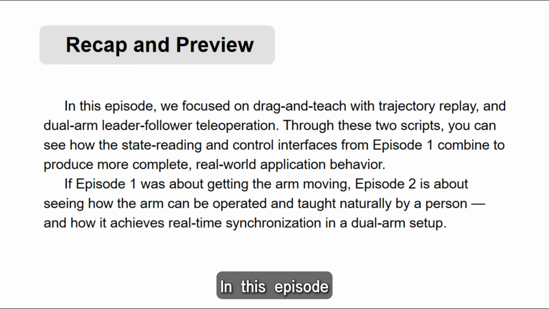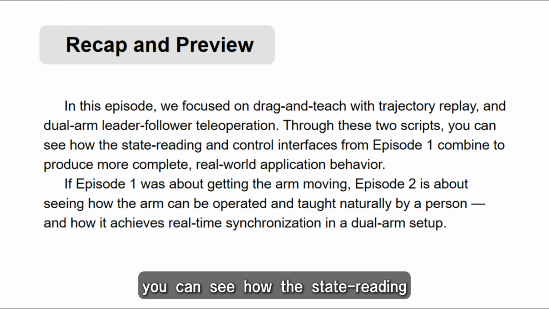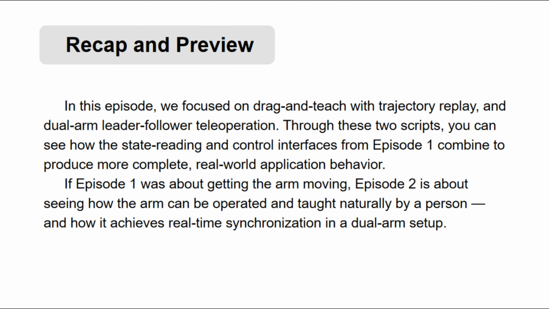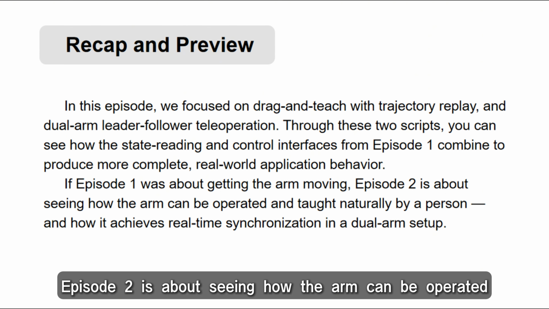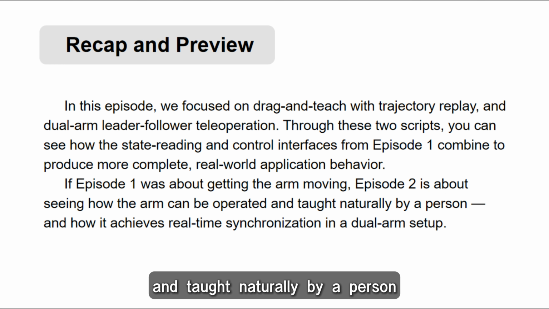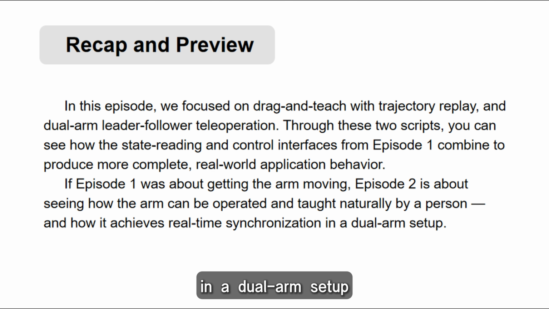In this episode, we focused on ②Teach with trajectory replay and dual-arm leader-follower teleoperation. Through these two scripts, you can see how the state reading and control interfaces from episode 1 combine to produce more complete, real-world application behavior. If episode 1 was about getting the arm moving, episode 2 is about seeing how the arm can be operated and taught naturally by a person and how it achieves real-time synchronization in a dual arm setup.